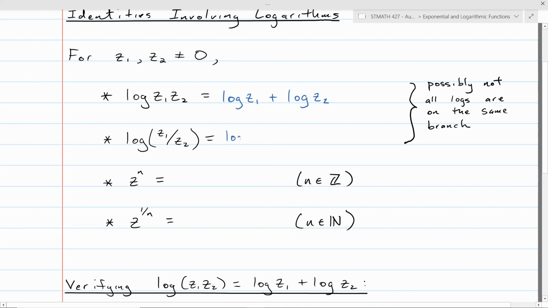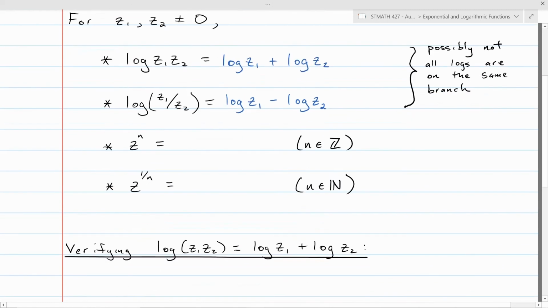Similarly, we do have the familiar log of z1 over z2 is equal to log of z1 minus log of z2, understood as, these are multifunctions, and so we have a difference of two sets of numbers equals the set of numbers on the right. This one's kind of a nice one. Sometimes this is called a change of base formula.